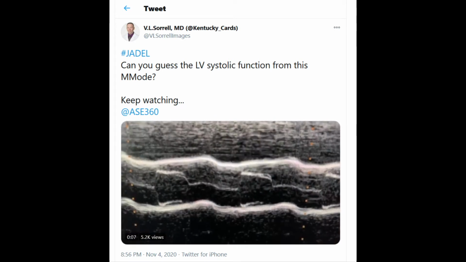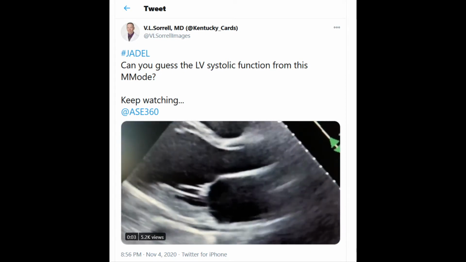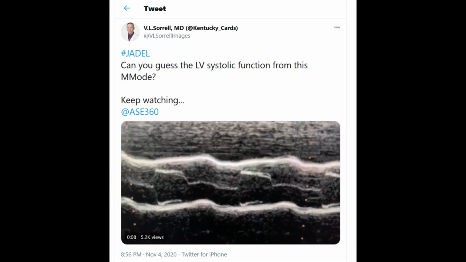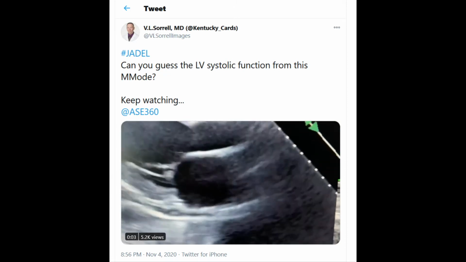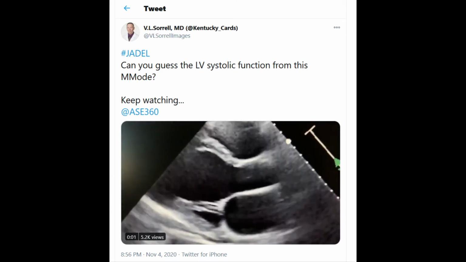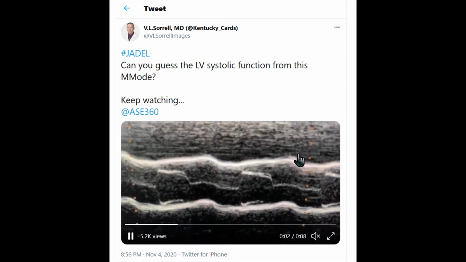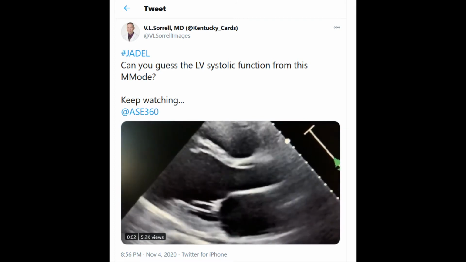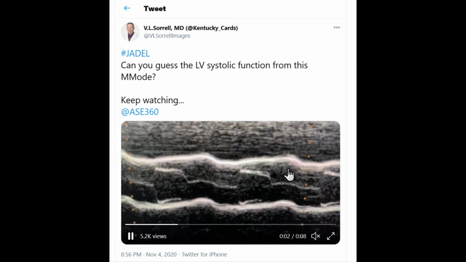I posed the question on this one about can you guess the left ventricular function simply from the M mode? And there's a number of features on here that can help you predict that the left ventricular systolic function is markedly reduced, as well as the left ventricular stroke volume. In this M mode image, you can see how there's very minimal anterior-posterior motion of the aorta. That has been well described as a feature of low stroke volume.